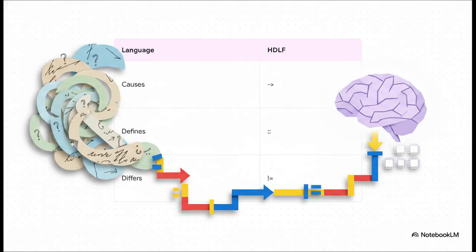This is where it gets really cool. When we look at standard natural language connectors, words like "causes" or "defines," we can just replace them entirely with pure logical operators. Instead of writing out the word "causes," HDLF uses a simple arrow operator to map the cause right to the effect. Instead of a clunky phrase like "this variable is defined as," it just uses a double colon. We are replacing messy, ambiguous verbs with super strict symbolic notation. This makes the reasoning vastly simpler, so much more linear, and significantly faster for the LLM to actually process.